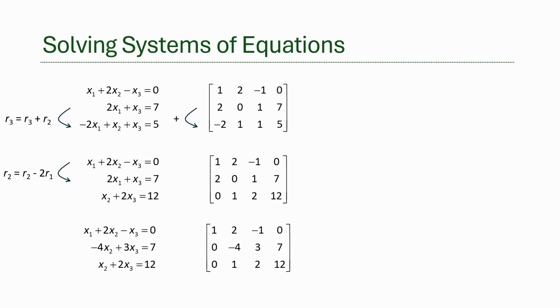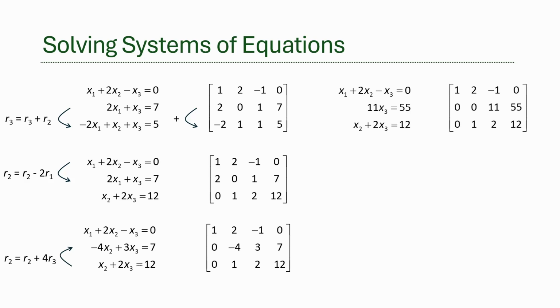Okay, now we can eliminate the x2 variable from the second equation by multiplying the third equation by 4, adding it to the second, and replacing the second equation with the result. So now we've almost got the result that we need for x3 in the second equation. We can get to that variable's final value by dividing both sides of the equation by 11, and again dividing all the coefficients in the second row of the matrix by 11.